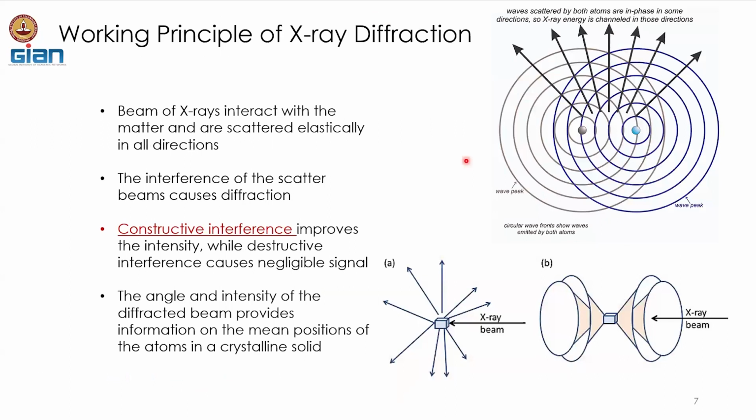Moving forward, how does the XRD work? We have a beam of X-rays that interact with the matter, and the matter elastically scatters those X-rays. Those scattered X-rays interact with each other, and that interaction can be constructive or destructive. When the interaction is constructive, we get huge signals. When it is destructive, it is a very low signal. Depending on the angle at which the sample is irradiated and the constructive interferences that we are seeing, we can back calculate or get information about the matter. So, how is it done?